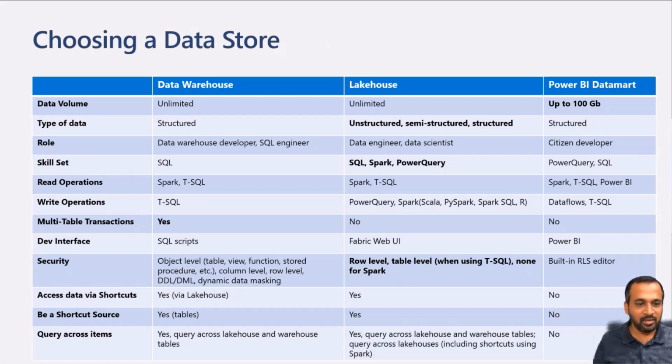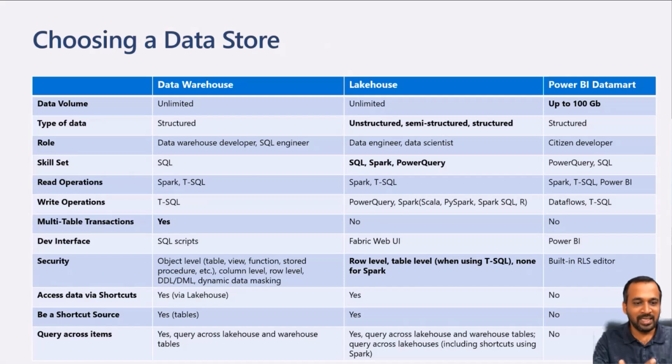For type of data, we have structured for the data warehouse and also for the data mart, whereas for the Lakehouse we can have unstructured, semi-structured, and structured data. And who is going to use it? For the data warehouse, it's going to be data warehouse developers or SQL engineers, whereas for the data mart, it's citizen developers who can build on top of that. I mean, the lowest-skilled people are mentioned here. Even data warehouse engineers can also work on the citizen Power BI data mart. For the Lakehouse, only data engineers and data scientists can build on top of that.